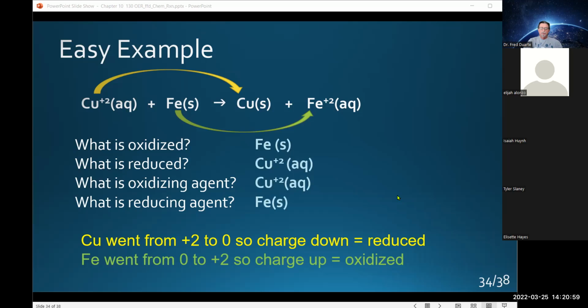So what was oxidized is iron solid. What was reduced was the copper 2 ion in this case. If that copper 2 was bonded to an anion, then we would name the whole compound. But right now they're just showing the ion. So the copper 2 ion is what was reduced. Therefore, the copper 2 ion is the oxidizing agent, and the reducing agent is the iron. Okay.